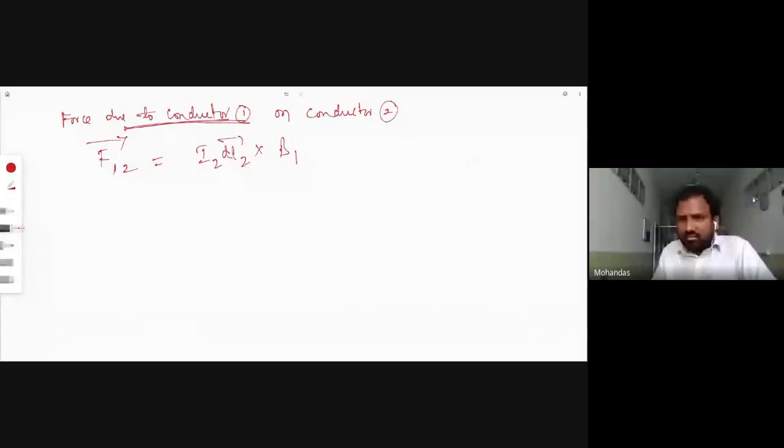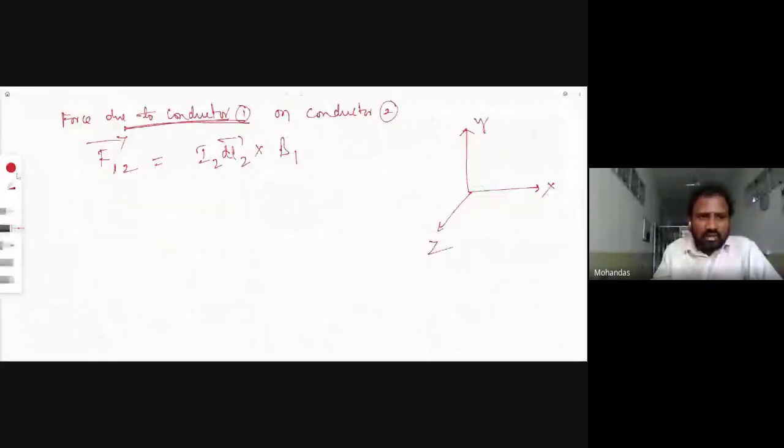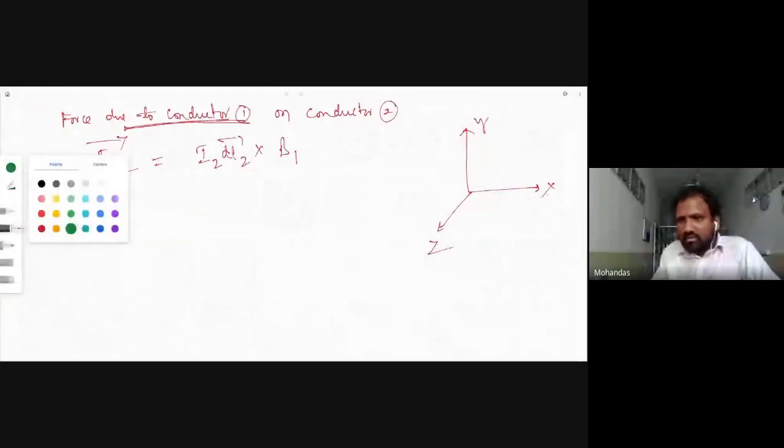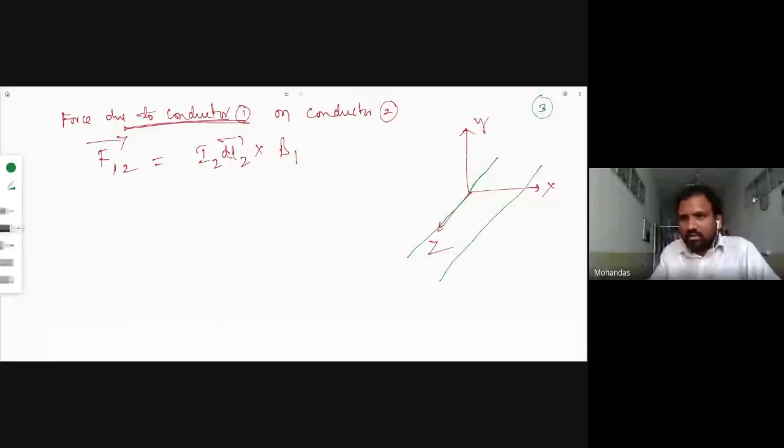Now see here. Let me take the situation here. This is our x-axis, y-axis, and this is the z-axis. Let us take again two conductors like this, conductor 1 and conductor 2. This is the third slide. It is carrying current I1 in this direction. It is also carrying current I2 in this direction. And the distance between them is D. Okay.